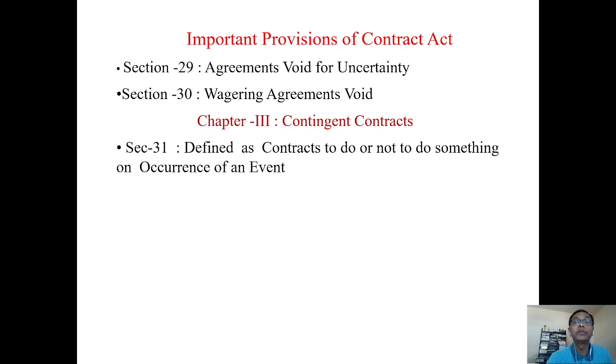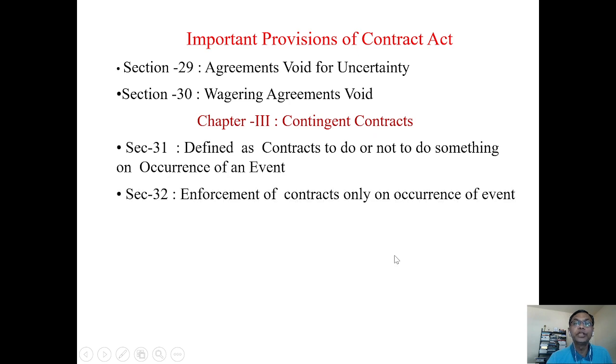Wagering agreements are agreements where the outcome is not certain. Likewise, cricket betting is there. Suppose you make a bet: if India wins, I'll pay you. Such betting agreements, wagering agreements, are not legally recognized. They are void. But in certain cases, horse trading is permitted in law in certain matters, right? So wagering agreements are void.